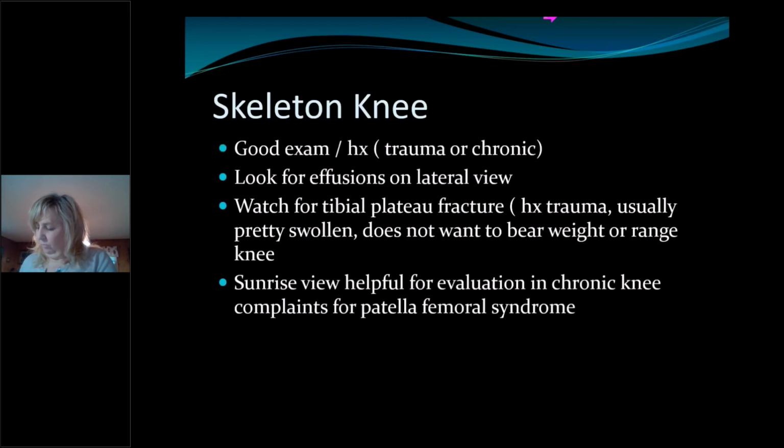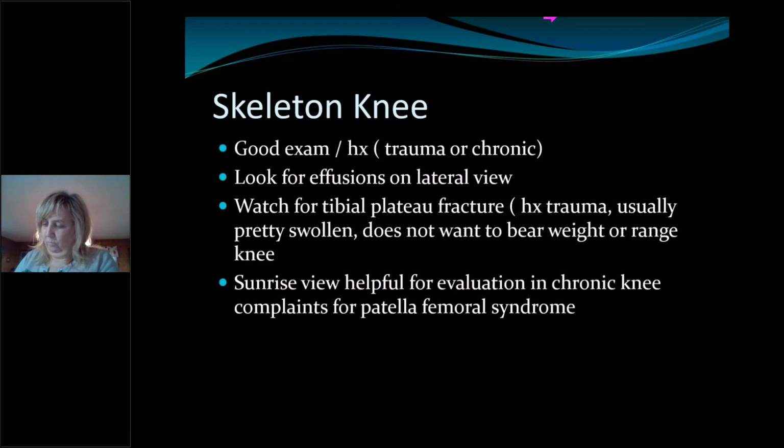We talk about knees. Again, is it traumatic? Is it chronic? One of the big knee fractures that we see is a thing called a tibial plateau fracture. These are typically fall on a flexed knee. They're usually very swollen, and the pain is way out of characteristic for what you see. So if you've got a patient who's just really hurting, you have to think about that.